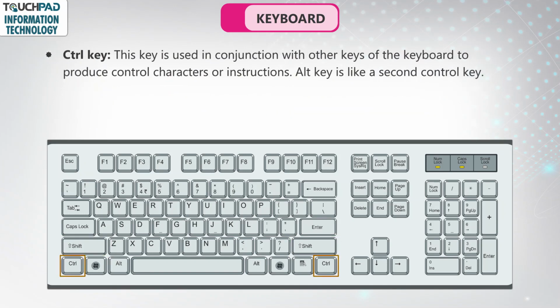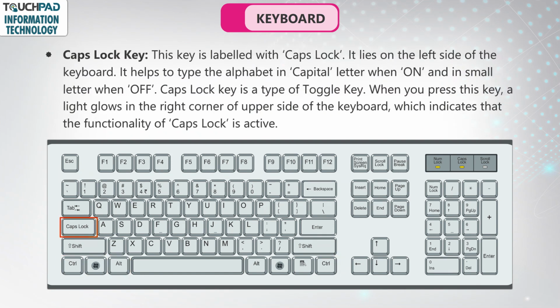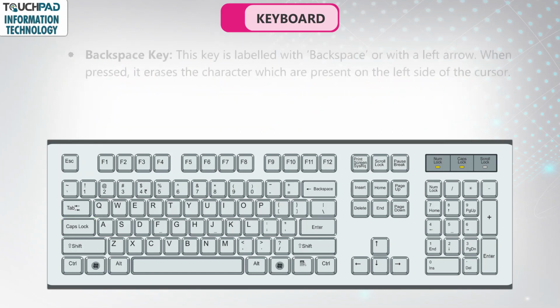Control key. This key is used in conjunction with other keys of the keyboard to produce control characters or instructions. Alt key is like a second control key. Caps lock key. This key is labeled with caps lock. It lies on the left side of the keyboard. It helps to type the alphabet in capital letters when on and in small letters when off. Caps lock key is a type of toggle key. When you press this key, a light glows in the right corner of the upper side of the keyboard, which indicates that the functionality of caps lock is active.